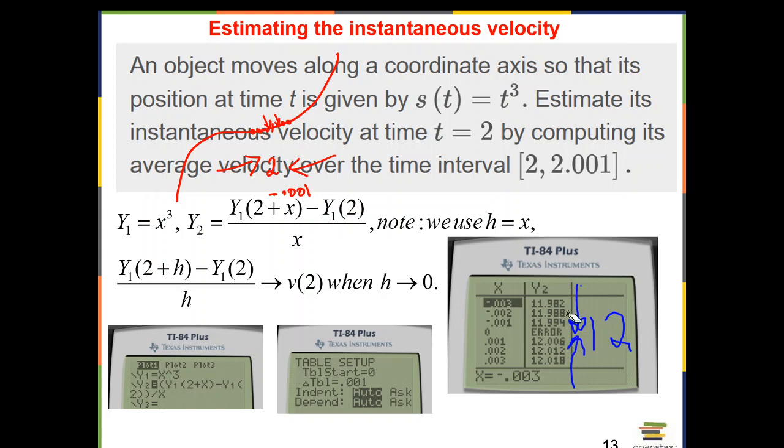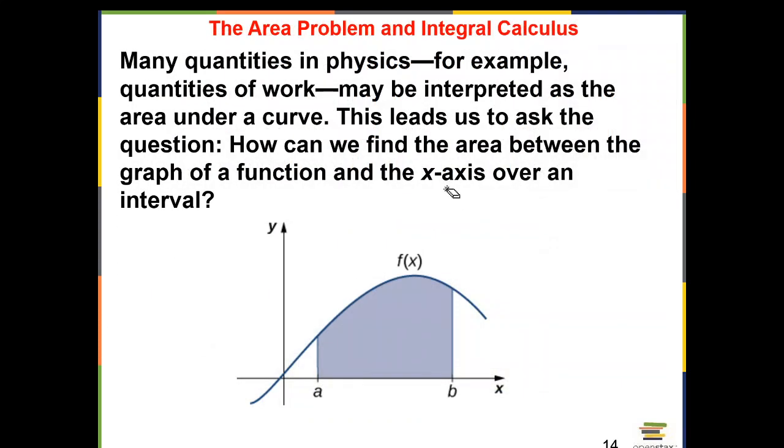So that idea is called the idea of the limit, and based on that we can say that the velocity at 2 is actually 12. Again, we're going to talk more about this later. All right, so let's move to the second problem that calculus solved.